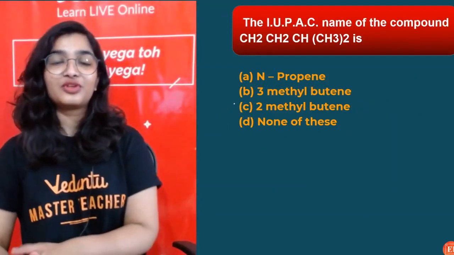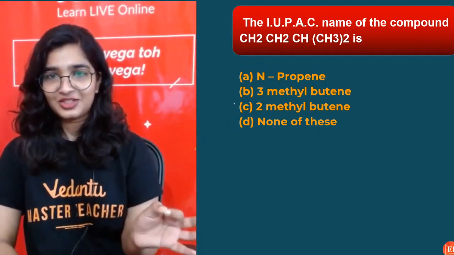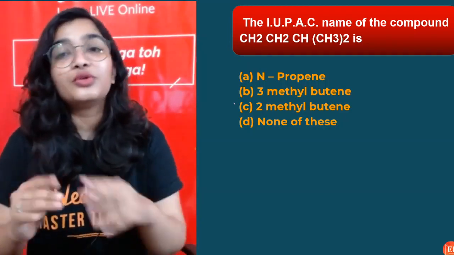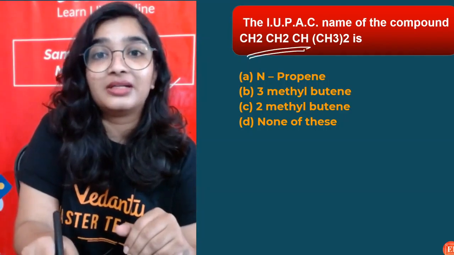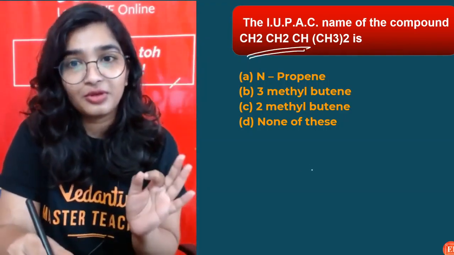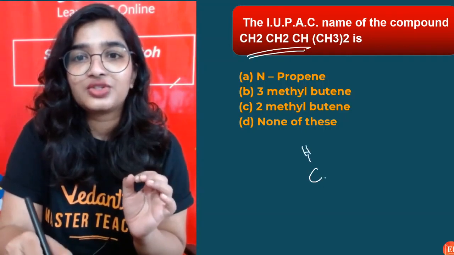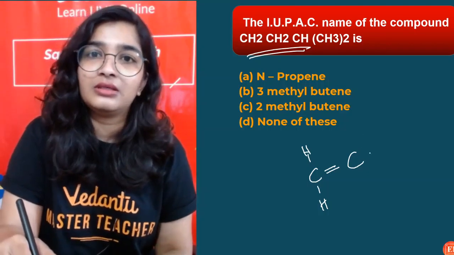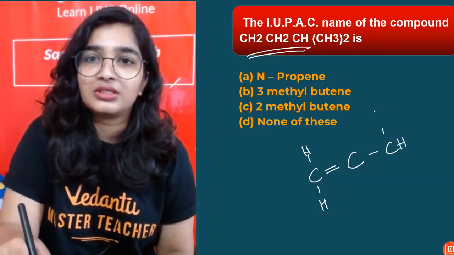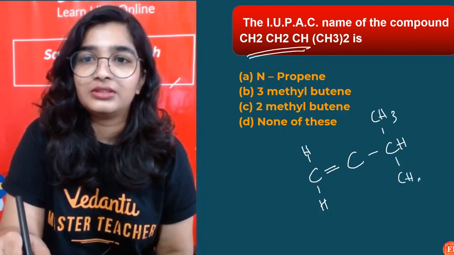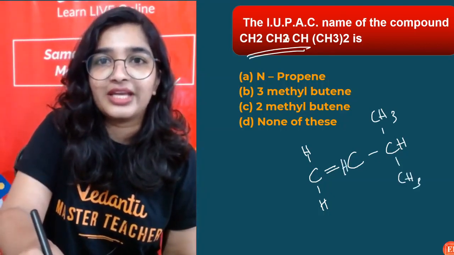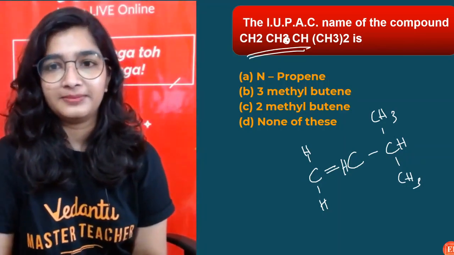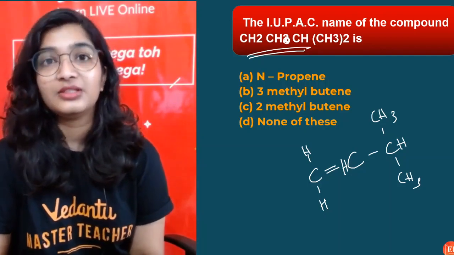The IUPAC name of the compound CH2, CH, CH3 twice. This is the condensed formula, so it will be confusing for you. Do not try to name it like this. Please write the structural formula. Shall we write it? CH2, CH, CH3, CH3, H. So this should be H. Okay? So this is the structural formula. Now it is very easy to name it.